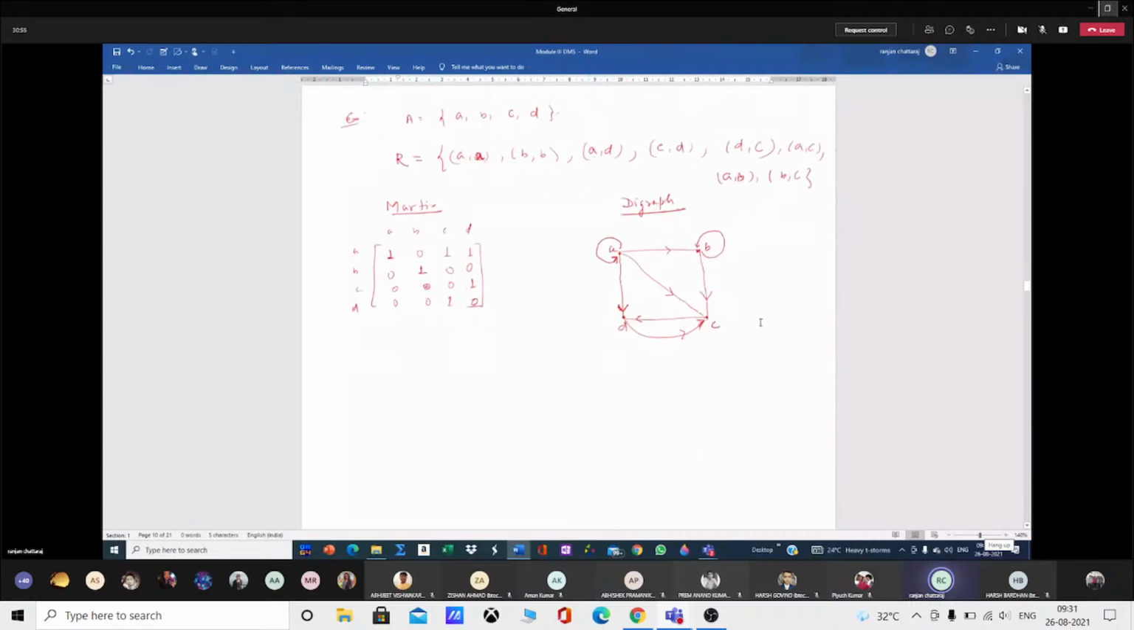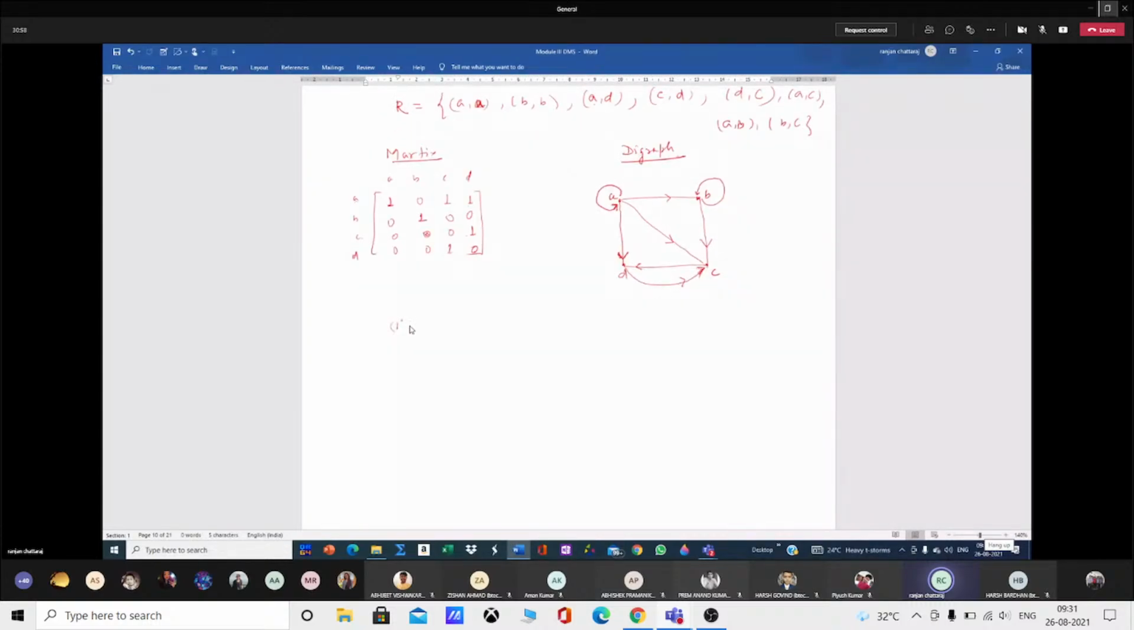First one is, it is reflexive for the diagram if there is a loop at every vertex. Second, symmetric.